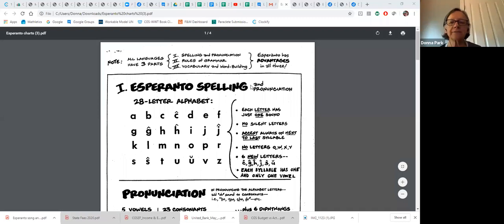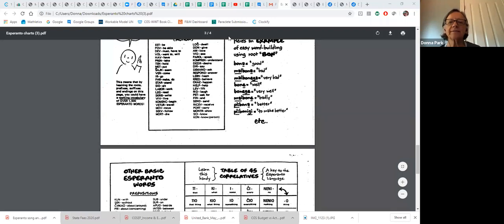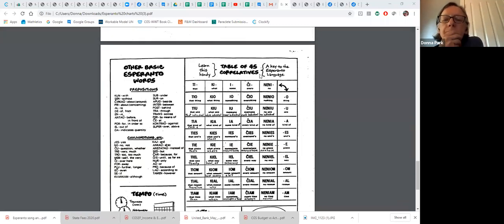All right, here's that four-page document. We're going down to a fourth page that says Table of 45 Correlatives. What does correlative exactly mean? Well, now, look at how that table works. Across the top, you have the first syllable. Down the right side, you have the second syllable. And then in the chart itself, you have them combined. So the first one in the upper left is teal, that thing.